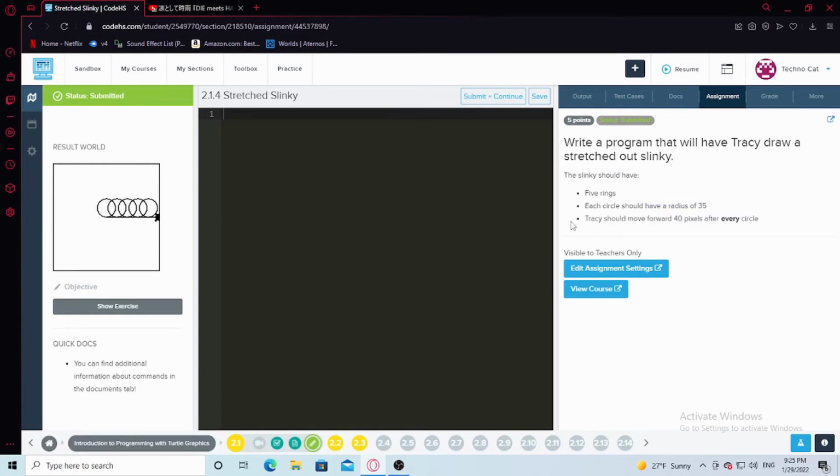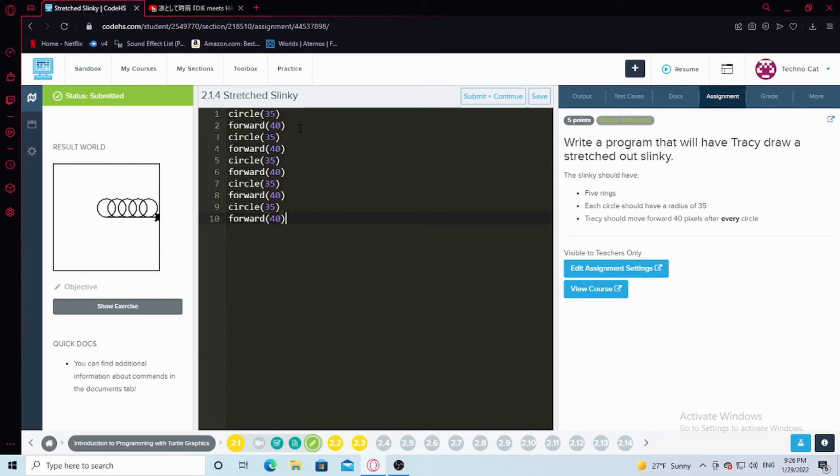As you can see in the result world, the first circle starts right in Tracy's starting position, which means we can just write circle as the first one, and then the radius of 35. Remember, you don't need semicolons in Python. Then Tracy needs to move 40 pixels after every circle. Since Tracy's already facing east, we're just going to write forward and then 40. With that, we have our first circle and our first movement. Now we need to repeat this 5 more times. And what's easier than just copying and pasting?